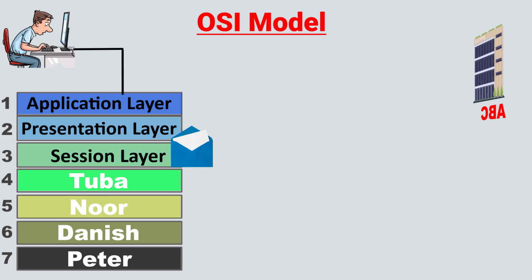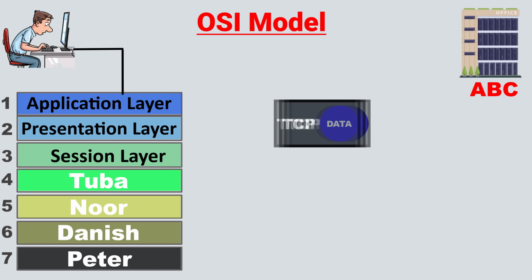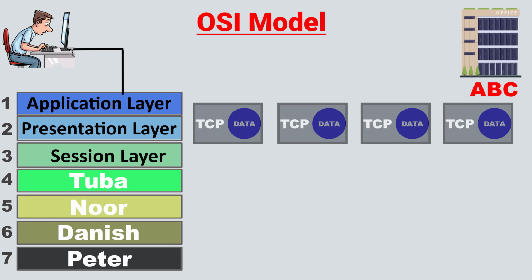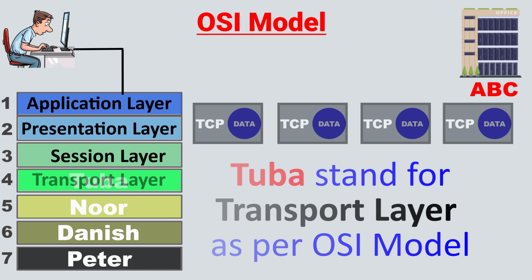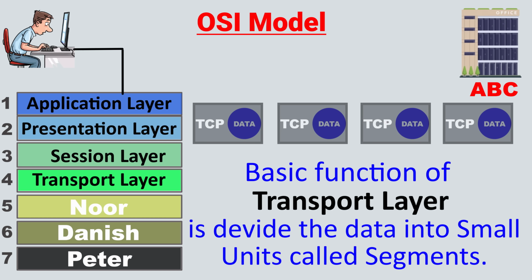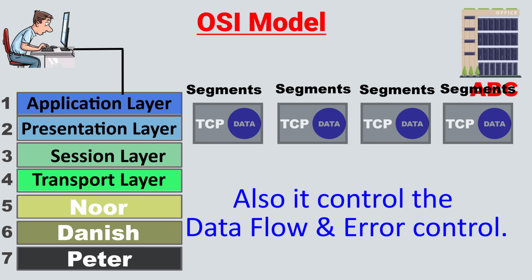Back to the story. Saqib sent this data to Tuba. What did Tuba do? Tuba divided 400 pages into 100 pages, in small units. Tuba stands for the transport layer as per the OSI model, and the basic function of the transport layer is to divide the data into small units called segments. Also, it controls the data flow and error control.